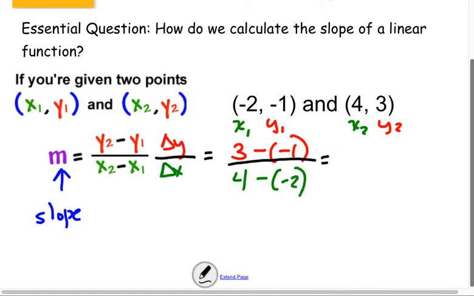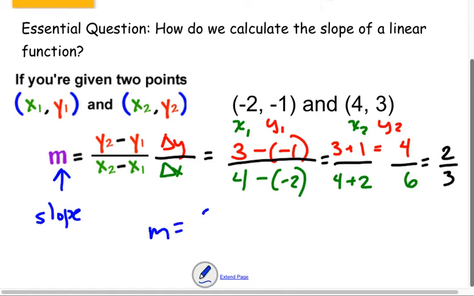Okay, so now I'm going to figure out 3 minus minus 1 is the same thing as 3 plus 1. And 3 plus 1 is the same thing as 4. All right, so now I figured out my change in y. Now I'm going to figure out my change in x. 4 minus minus 2 is the same thing as 4 plus 2, and 4 plus 2 is 6. All right, then I'm going to divide or reduce 4 over 6, which reduces into 2 over 3. So 2 over 3 is your slope. So m is equal to 2 over 3, or we say your slope is equal to 2 over 3. Okay, so that's beginners, all right?